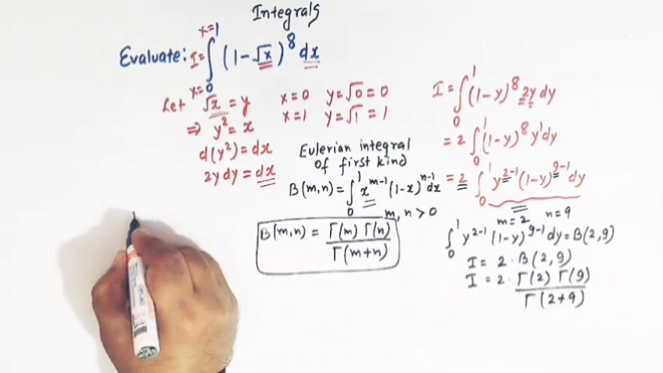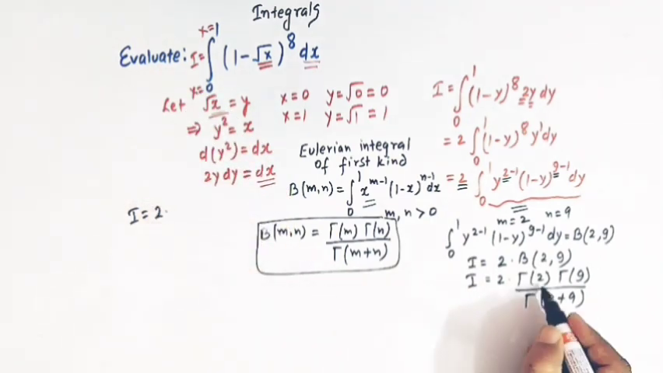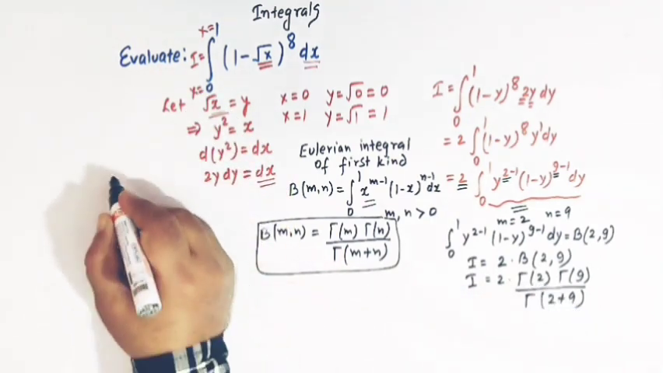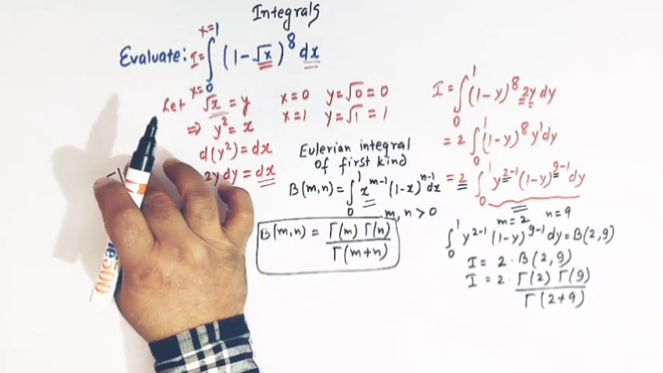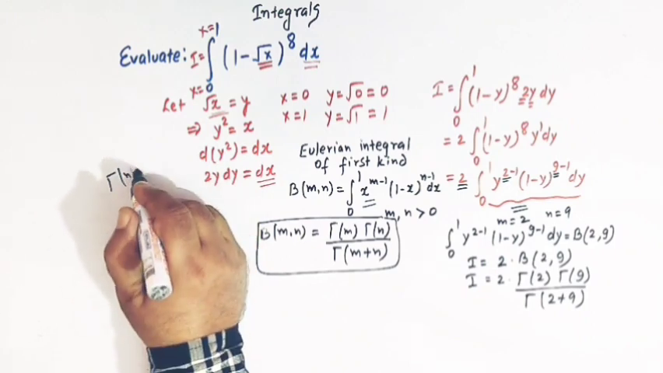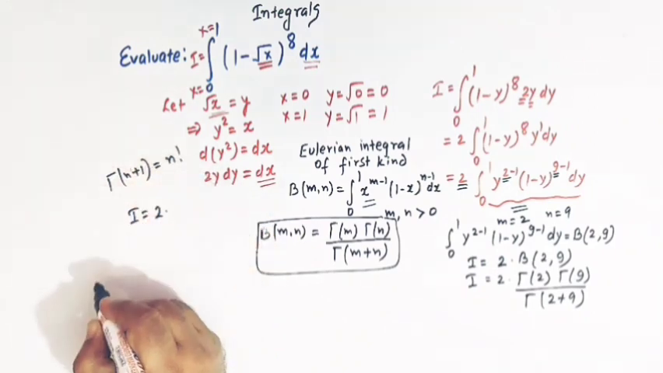So now we can write this integral I as 2 times gamma of 2 and so on, and we know that gamma of n plus 1 is defined as n factorial, right?